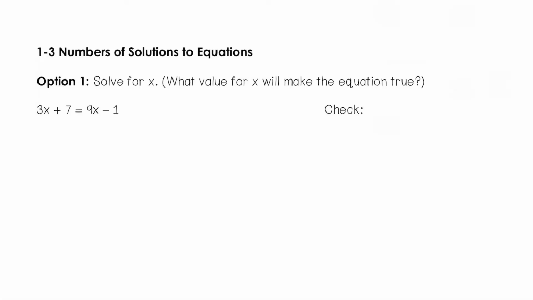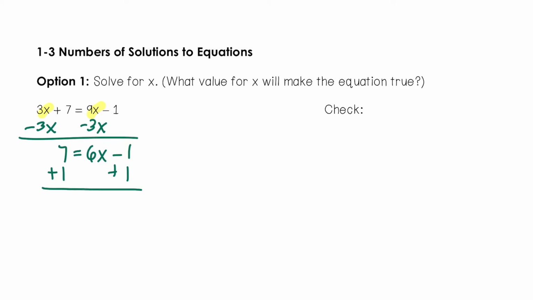So to solve this equation, 3x plus 7 equals 9x minus 1, we notice that the left side of the equation and the right side of the equation can't be simplified any further. So now we're going to start trying to move things around to isolate x. Since we have variable terms on both sides of the equation, I'm going to subtract 3x. Don't forget that it's minus 3x, not just minus 3, but minus 3x.